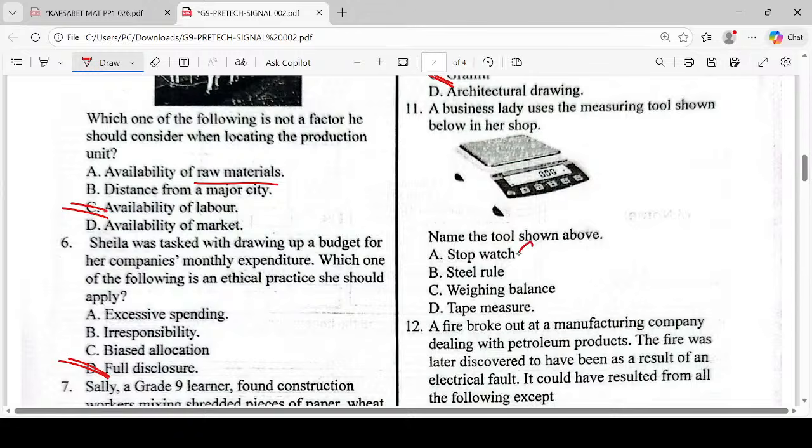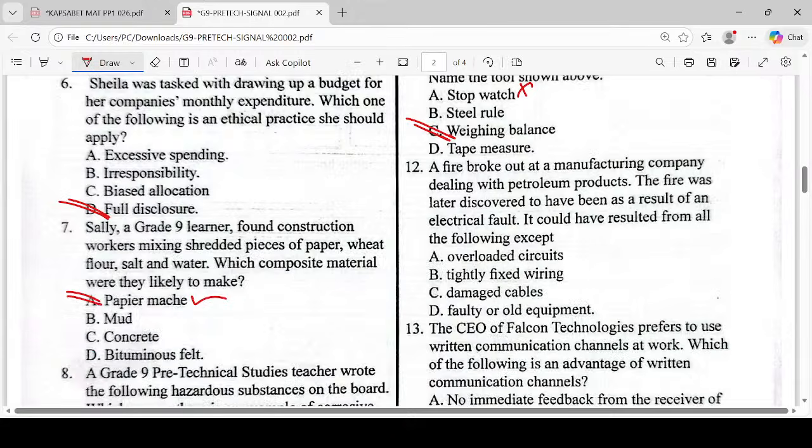Stopwatch, no, this is not a steel rule, a weighing balance, and a tape measure. Now we are supposed to give the name of this instrument here. First, before you give the name, you have to know what the diagram is used for. The moment you've known that, then it will become very important. Because this is what's used to measure masses, so this one should be a weighing balance.